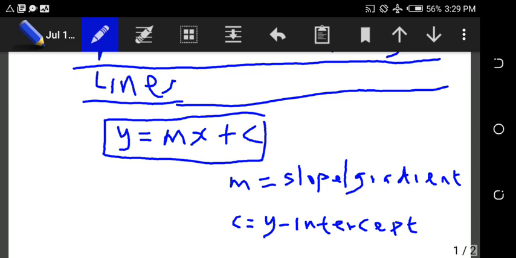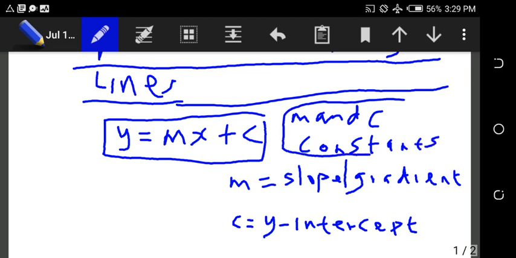So the general form of your straight line equation is given by this: y is equal to mx plus c. As I already noted, m is the slope or the gradient, while c is the y-intercept. Your x and y remain the variables. Your m and c are constants. Constants mean that they are digits, not variables. It can be -1, it can be -2. They can even be fractions, but they are constants. The only variables that you have there are your x and your y.